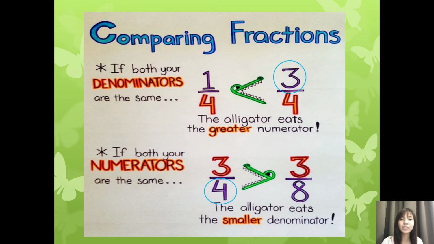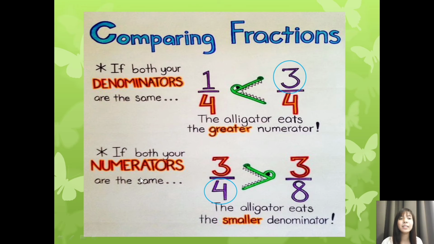Okay. So first, the condition: if they have the same denominators, the greater the numerator, which is 3 here in the example, the greater the value of the fraction. So that's why we have the less than symbol, because 1 fourth is less than 3 fourths.